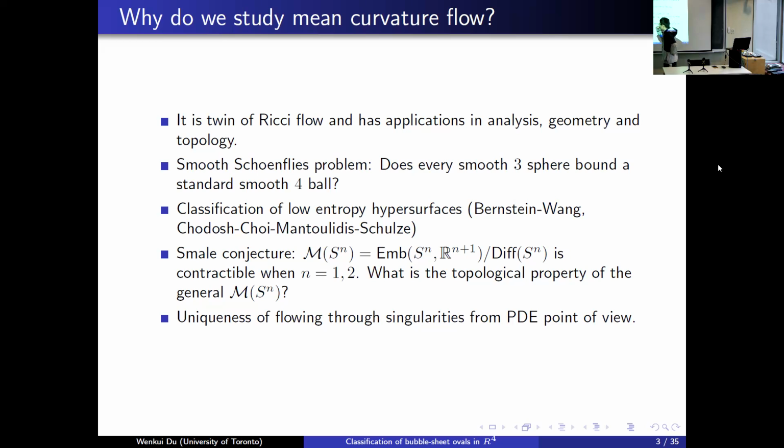Another related topological problem is the Smale conjecture. It asks to study the moduli space of embedded spheres into Euclidean space, modulo diffeomorphism groups. The question could be if this space is contractible, or maybe other topological properties like connectedness. And also from the PDE point of view, we can ask if the flow can be uniquely continued through the singularities. This is some background.